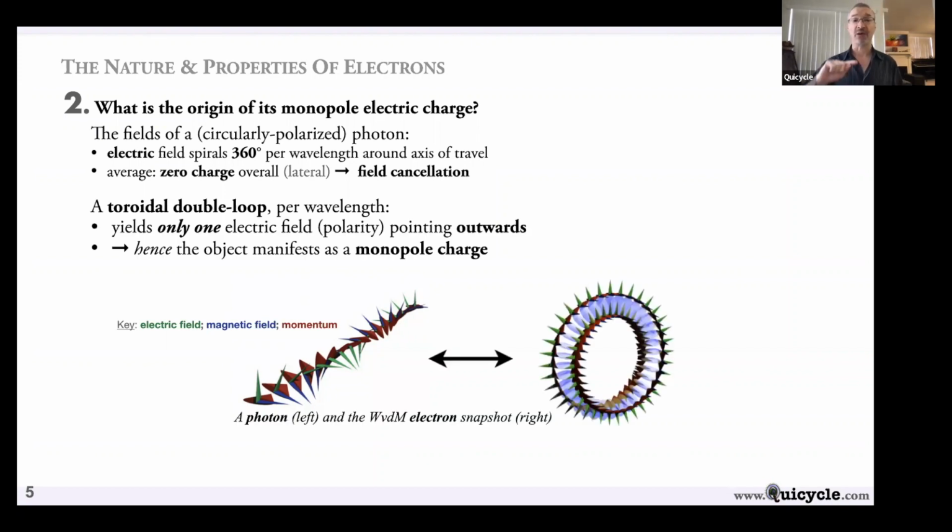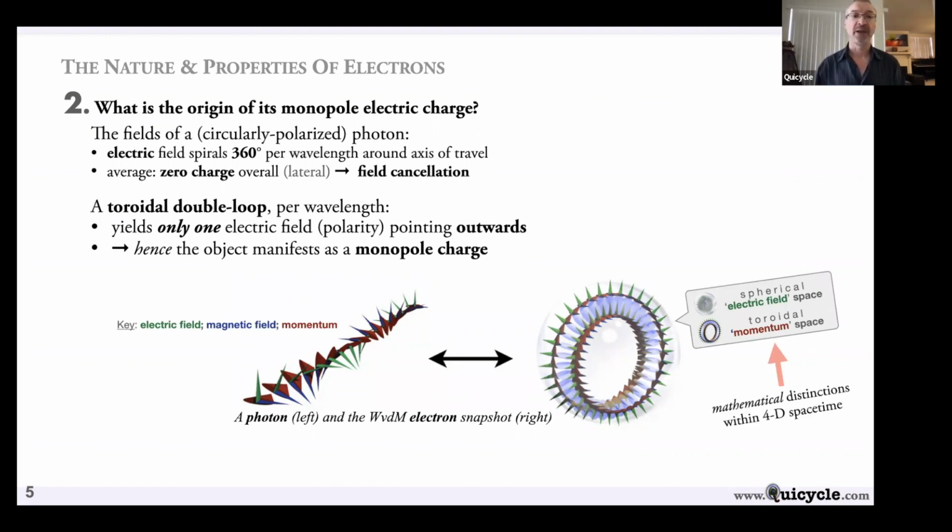If that photon now goes into a double loop rotation, the geometry is such that the one polarity of the electric field will be pointing radially outwards at every point on the particle. The other polarity will be buried towards the inside of the particle and won't be accessible to the outside of the particle. And that is the reason that it will manifest a monopole charge with only a single electric polarity pointing radially outwards. Again, I do want to point out that this toroidal shape is in momentum space, which is a mathematically derived construct. If we were to translate or project this into normal three-dimensional electric field space, it will manifest as a sphere.